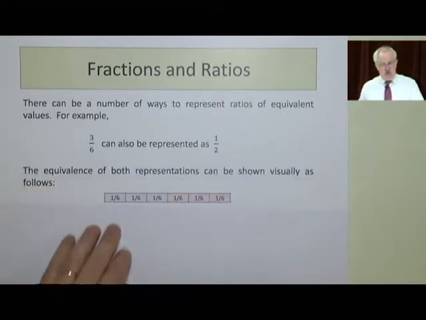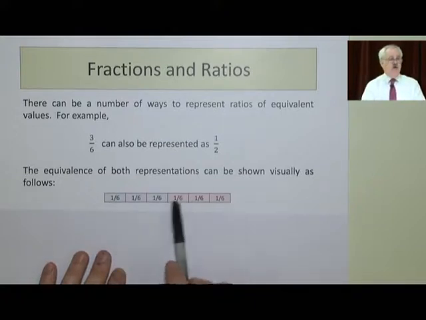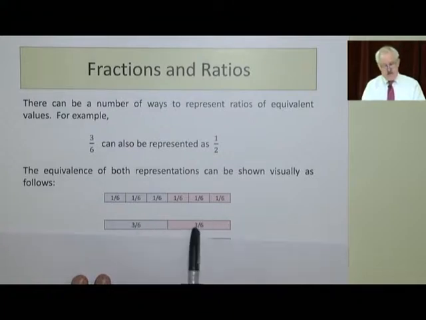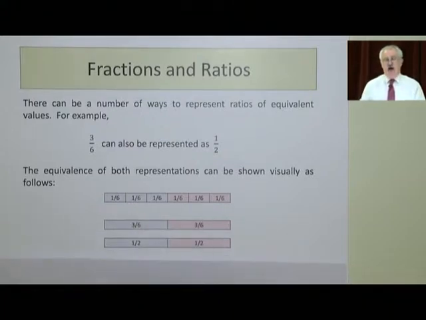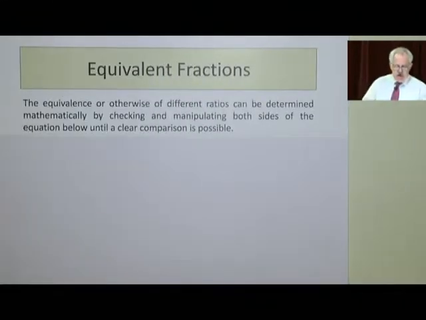The equivalence of both representations can be shown visually. There's your 3/6 and your other 3/6 in the 2 different colours. 3/6 and 3/6 in just as a single piece, or a half and a half. The equivalence of different ratios can be determined mathematically by checking if both sides are equal.